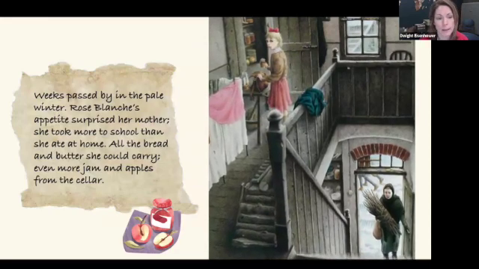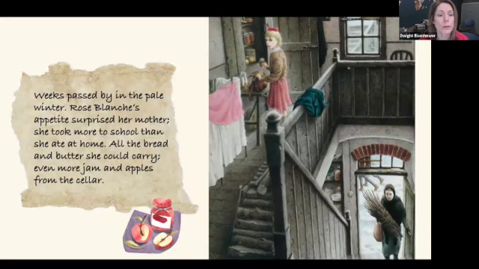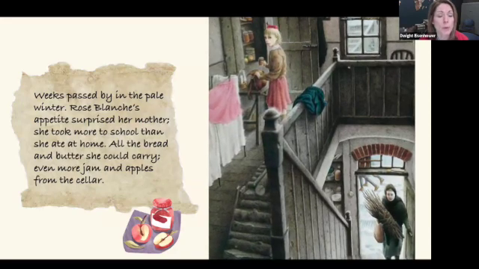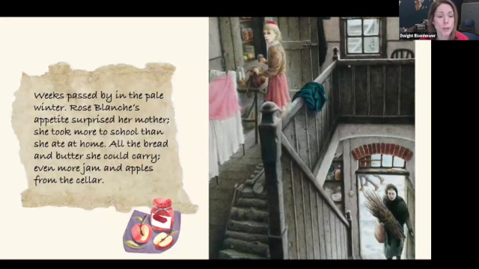Weeks passed by in the pale winter. Rose Blanche's appetite surprised her mother. She took more to school than she ate at home. All the bread and butter she could carry, even more jam and apples from the cellar.